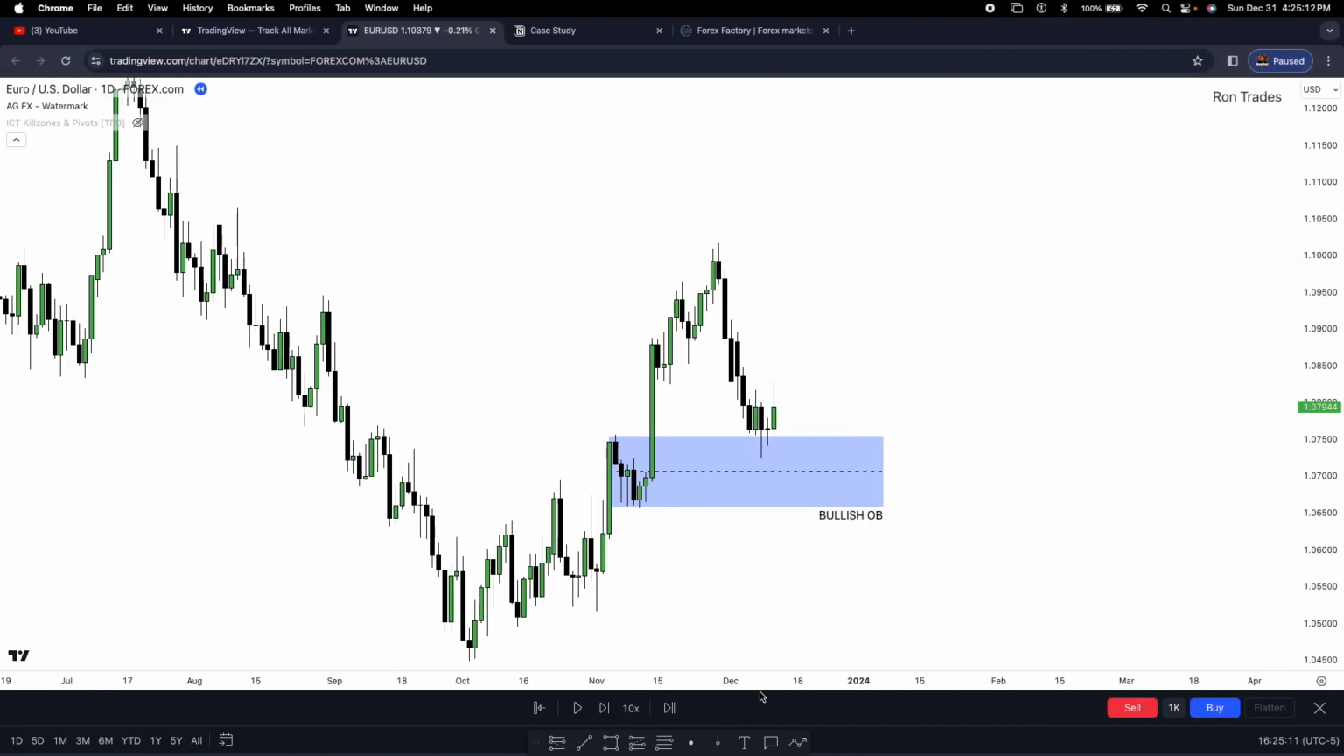All right, guys. So right here, guys, we're going to have our nice bullish daily order block. As you can see, price came down inside of our bullish order block on Friday. So we're just going to go and see the price action that formed once price came inside of our bullish daily order block on Friday, December 8th.